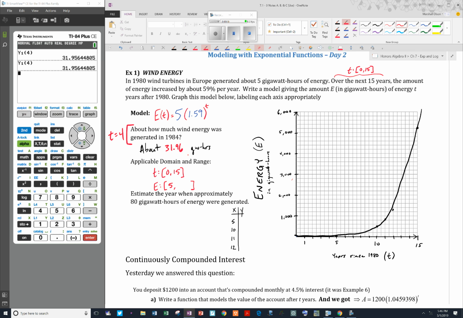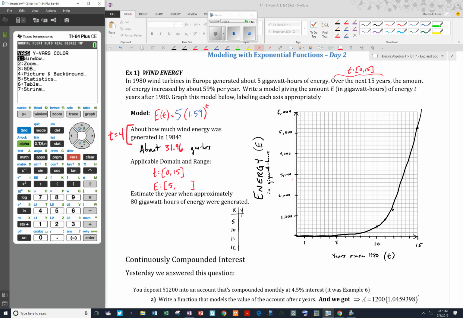That is then how we're going to find our last value here for the range. So we know that the last value for t is 15. So we can do y sub 1 of 15. So I'm going to alpha trace. Actually, I'm going to show you something else here. If you don't have those fancy menus like some of the new calculators do, let me show you the old school way to get that y sub 1.